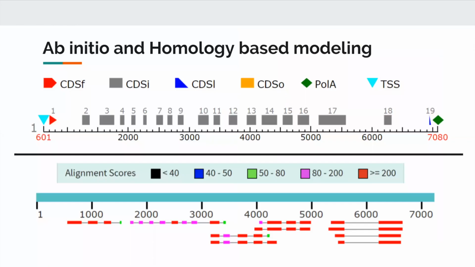So the first model we constructed was the ab initio and the homology-based model. And basically, we ran the sequence through F-Genesh, and we came up with basically the contiguous sequences in the exons that we saw in our sequence. And up here, we see all those exons that we have, and then we align that on BLAST.